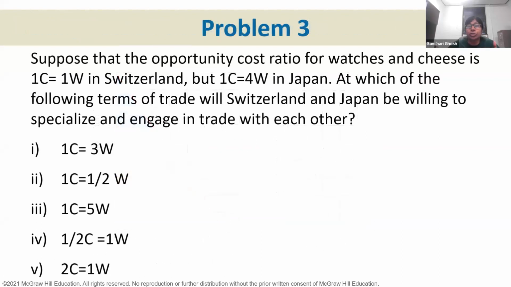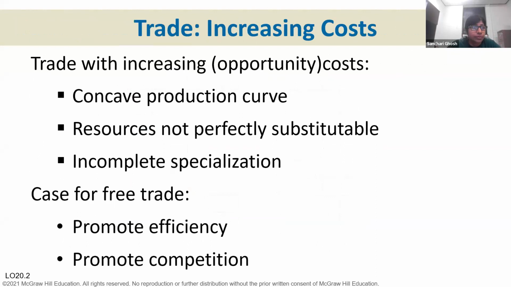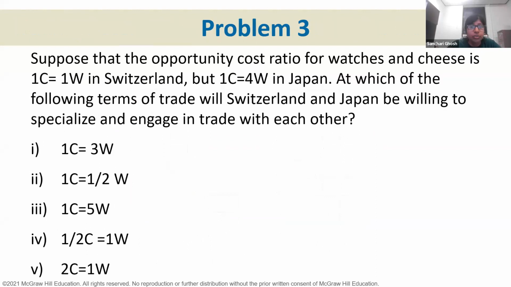The opportunity cost ratio for watches and cheese is 1 cheese equals 1 watch in Switzerland, 1 cheese equals 4 watches in Japan. At which of the following terms of trade would Switzerland and Japan be willing to specialize and engage in trade with each other? So look at these options. Let's see if I can copy and paste this. No, I cannot because I'm in slide mode. So first of all, who has what opportunity cost ratio, and who has a comparative advantage.